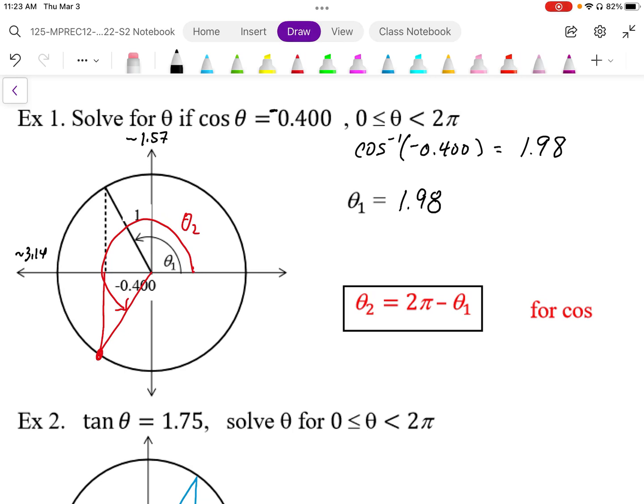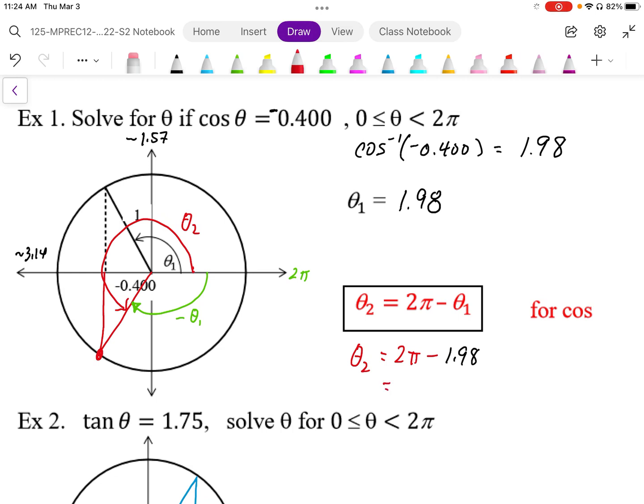Well, because of the symmetry of the cosine, we can start at 2 pi, and we can go backwards the same amount as theta 1. And that gives us what we call the theta 2 value. So if I want to find theta 2, I'm going to minus theta 1. I start at 2 pi, and I go backwards the original angle 1.98. And that's going to give me what I call a theta 2 angle.